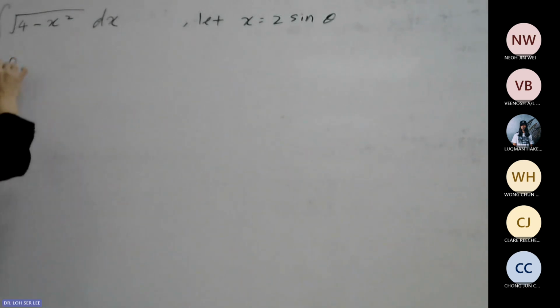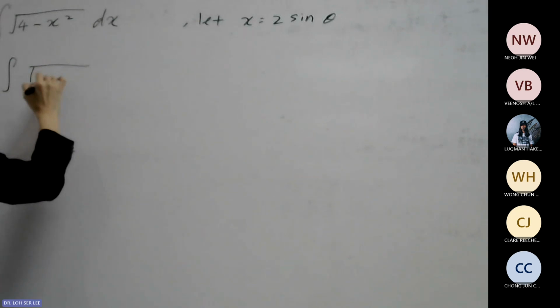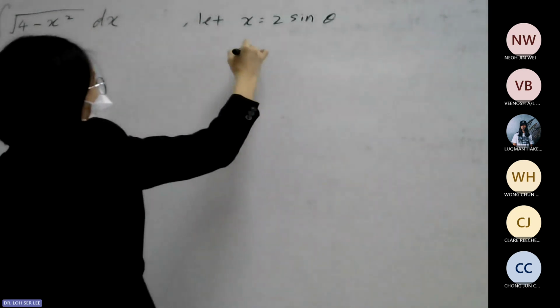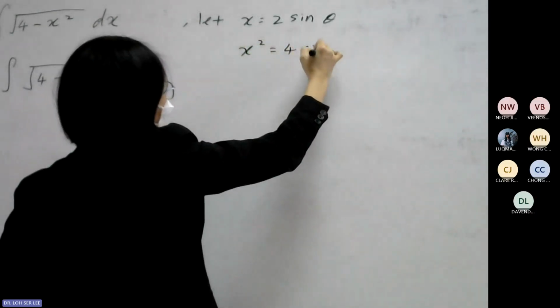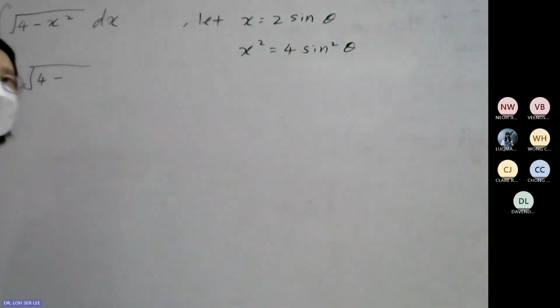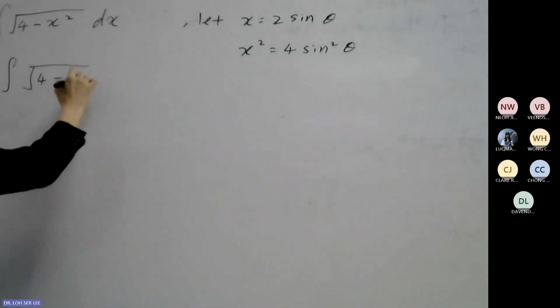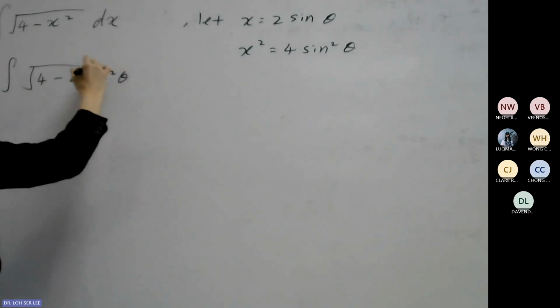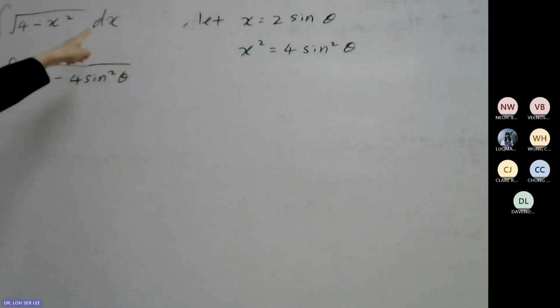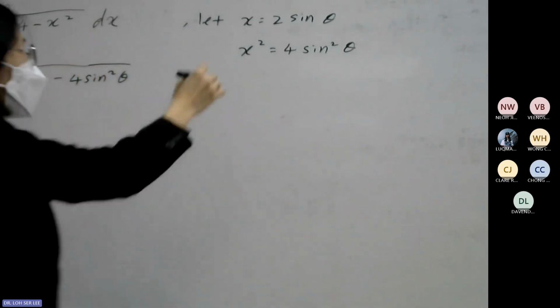Okay, then we have 4 minus x squared. So x squared is 4 sine squared theta, and we substitute the x squared here by 4 sine squared theta. Okay, next we want the dx.